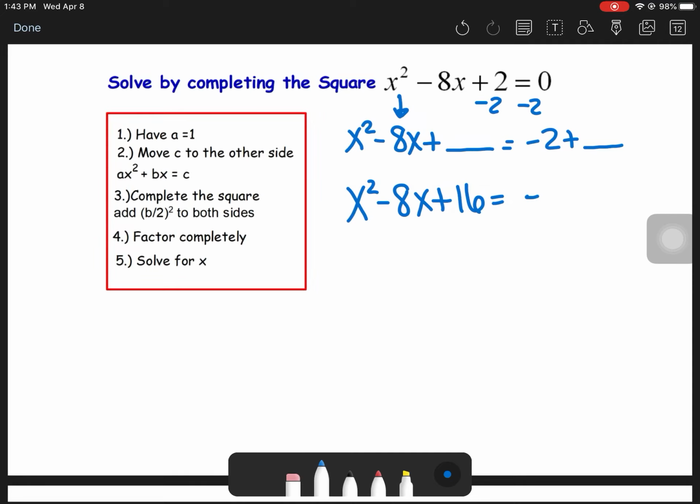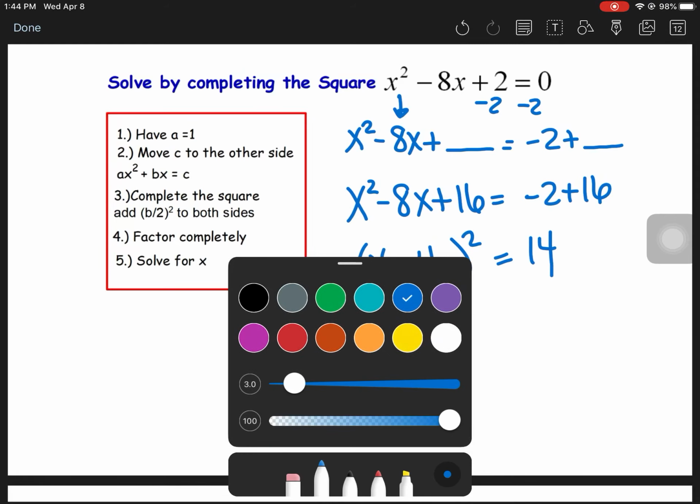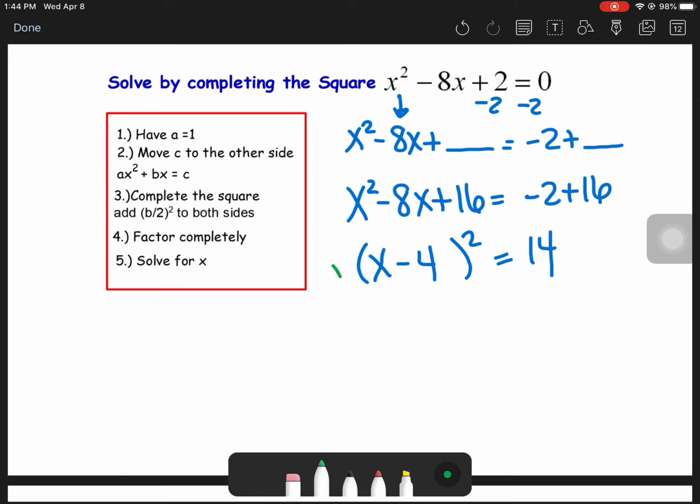Then we're going to add 16 to both sides. Now we're going to factor, and we'll take the shortcut. Remember that you just divide the b by 2, and that's going to be our factoring. Then we'll combine like terms. Now what we're going to do is we're going to take the square root of both sides to solve. A square and a square root cancel.